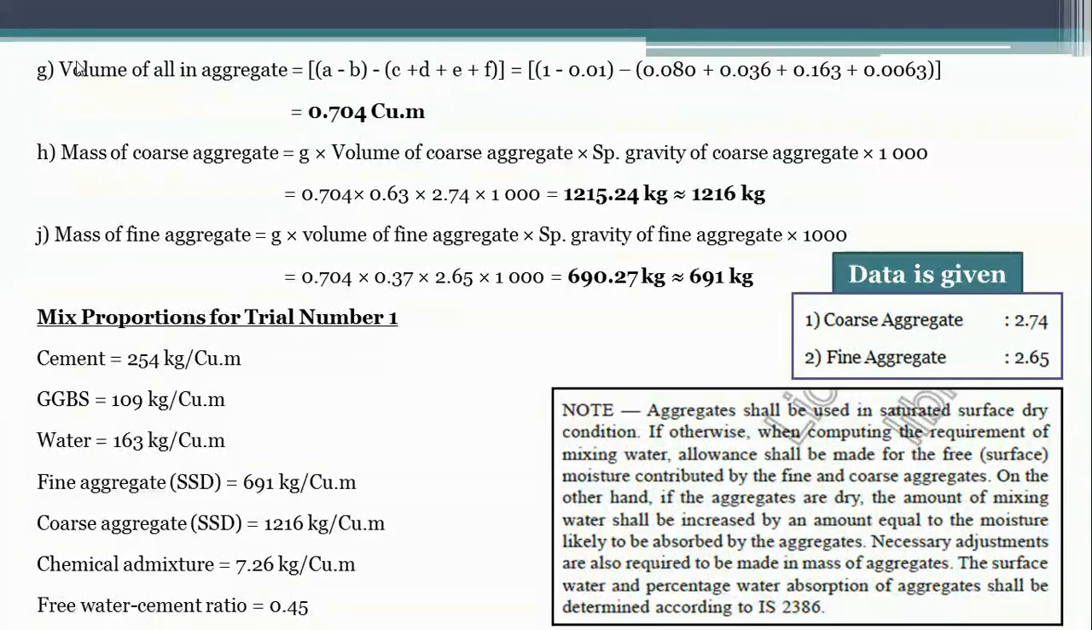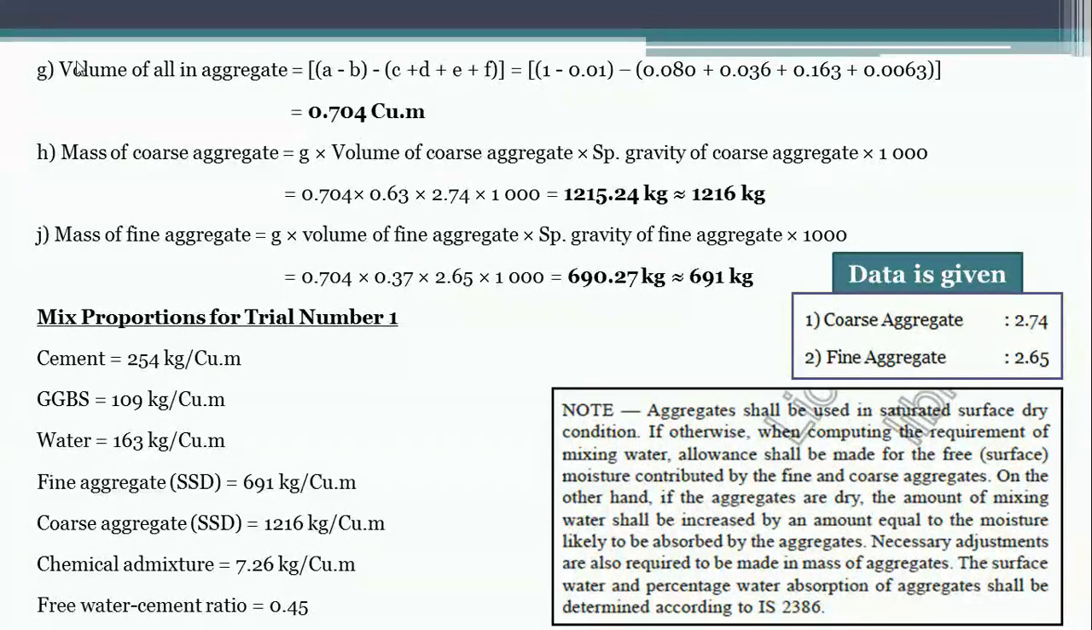0.704 cubic meter is the total volume of the aggregates, that is both coarse and fine. So now we have to find the mass of coarse and fine aggregate. We have the formula, mass of coarse aggregate is equal to G. G is the notation of volume of all the aggregates.